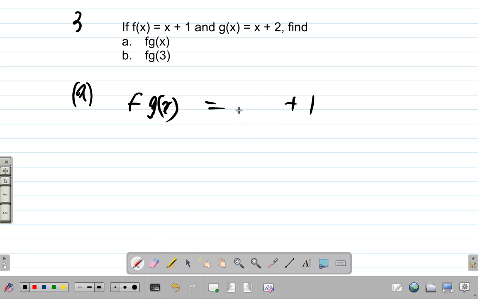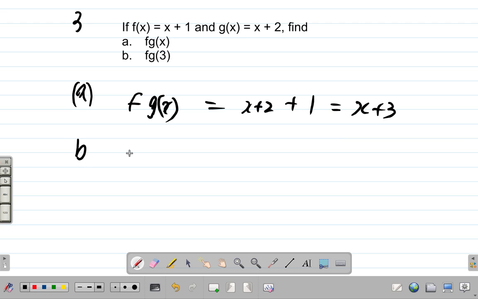and we have g of x there. But what is g of x? G of x is x plus 2. So instead of putting the g of x here, we put x plus 2. What is x plus 2 plus 1? It is x plus 3. Alright. So f(g) of x is x plus 3.